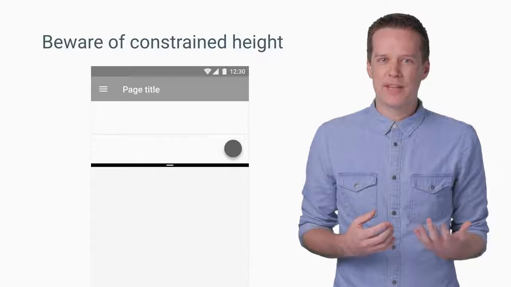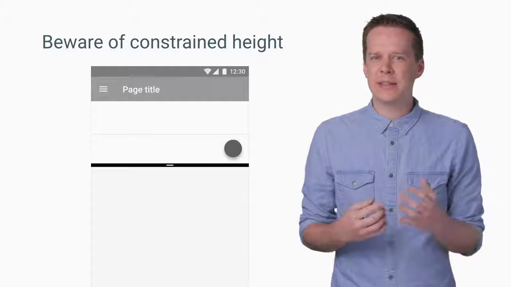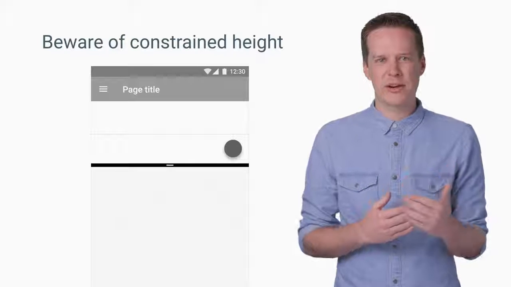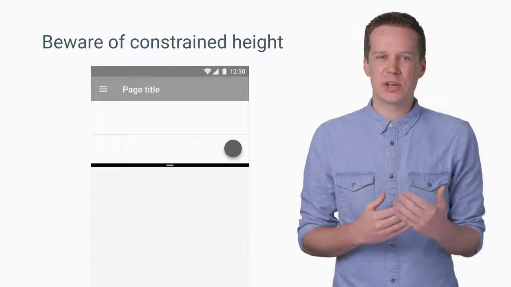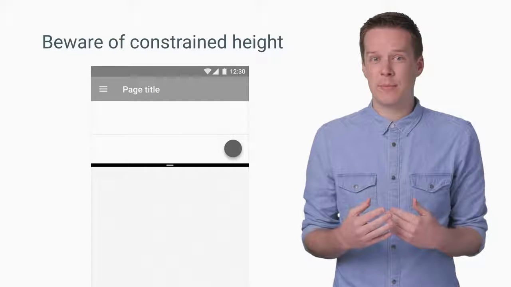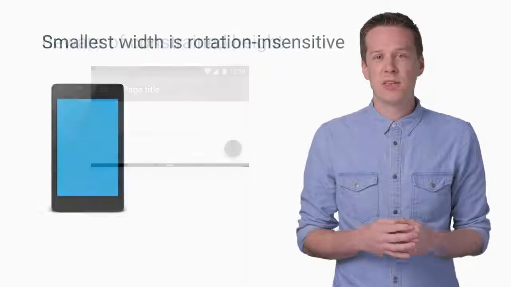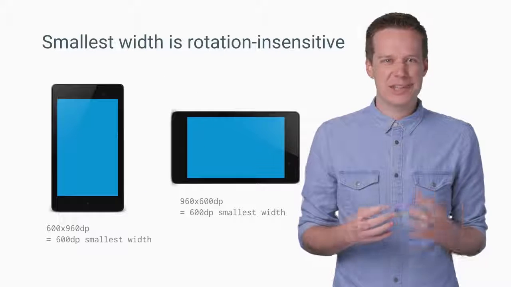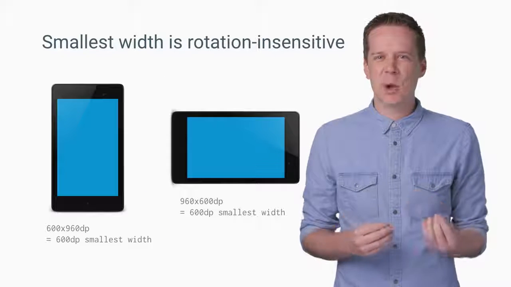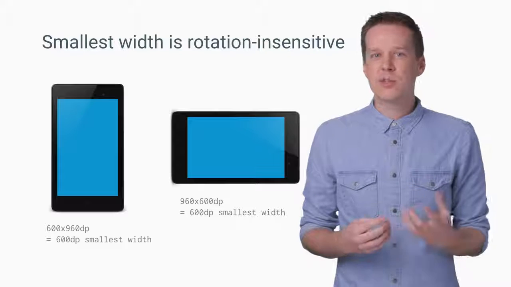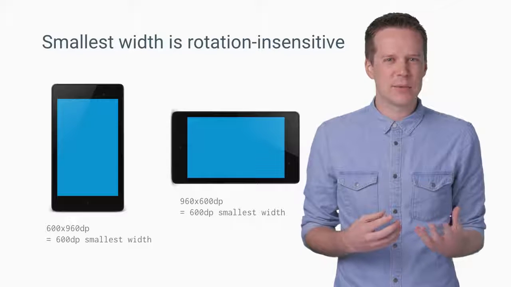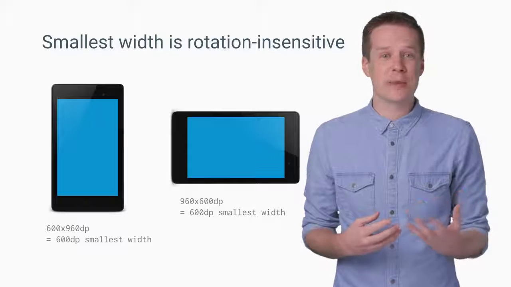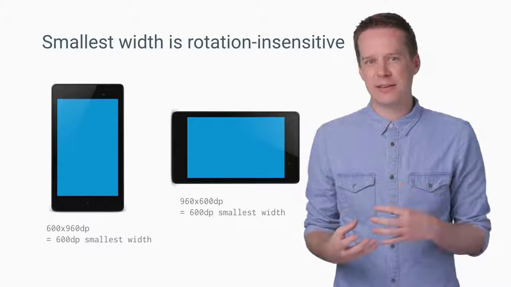Height is less common when designing responsive UI, but keep in mind that something like a vertically scrolling container is going to be difficult to use if you can only see 1 or 2 elements at a time due to a constrained height. Smallest width, unlike height or width, is designed to be rotation insensitive, as it's just the smaller of the 2 values. This gives you a better idea of how much space is available and is an easy way to ensure that your app remains consistent as the device is rotated.